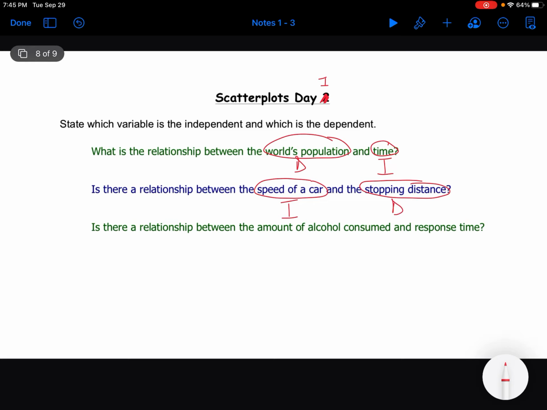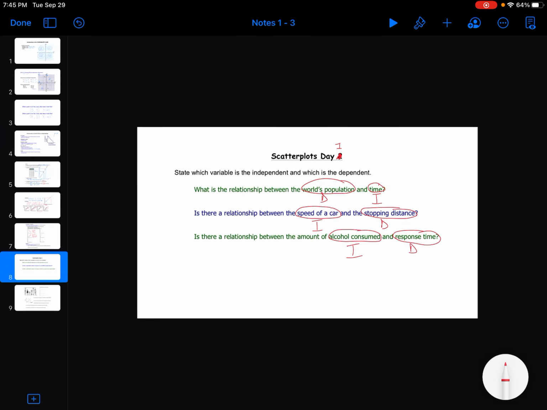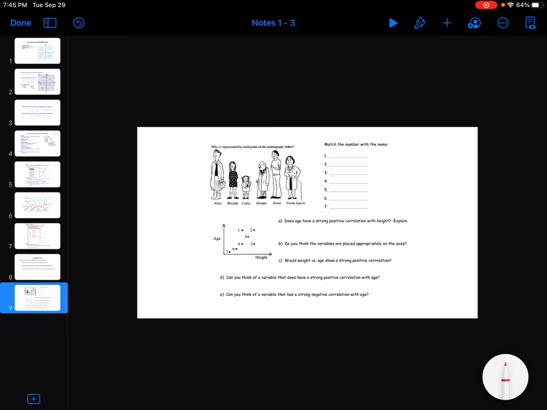Is there a relationship between the amount of alcohol consumed and response time? Well, if I don't have any drinks, my response time should be good. The more drinks I have, the less quickly I'm going to respond. So response time depends on alcohol consumption. Okay, that's just a science. Those are really 3 science things. The first one's talking about population growth. The second one's talking about speed and velocity. And the third one's talking about biology.